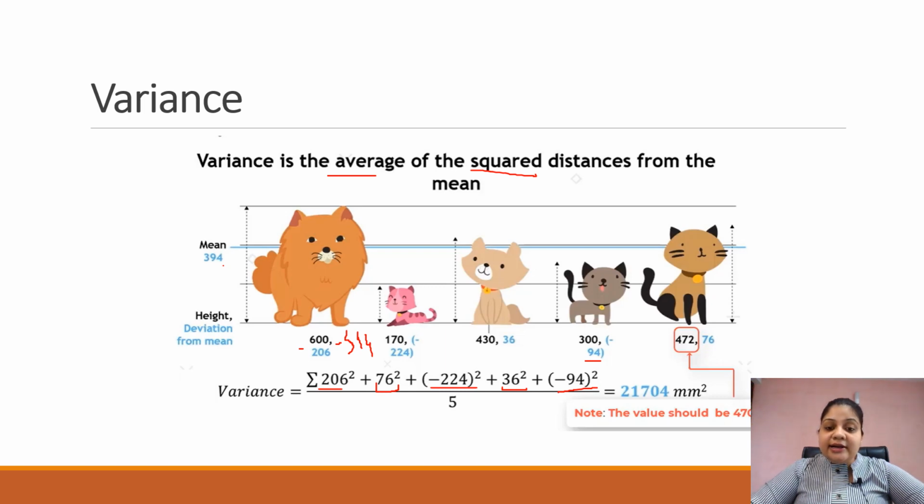And then I will divide it by the total number of cats. So I will divide by 5 because there are 5 cats: 1, 2, 3, 4 and 5. So my answer comes out to be 21704 millimeter square. This much is the variation in my data. But does it signify anything? Not exactly, right? Because I will not find height in millimeter square.